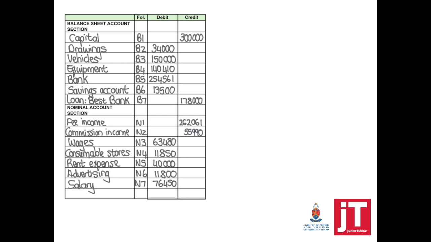Once we are done taking all the information from the general ledger, we can now add to see if we've done this whole process correctly. We start with everything on the debit side by adding it together. If you add everything on the credit side, it should equal exactly the same figure. If it doesn't, it means somewhere along the way you have made a mistake.